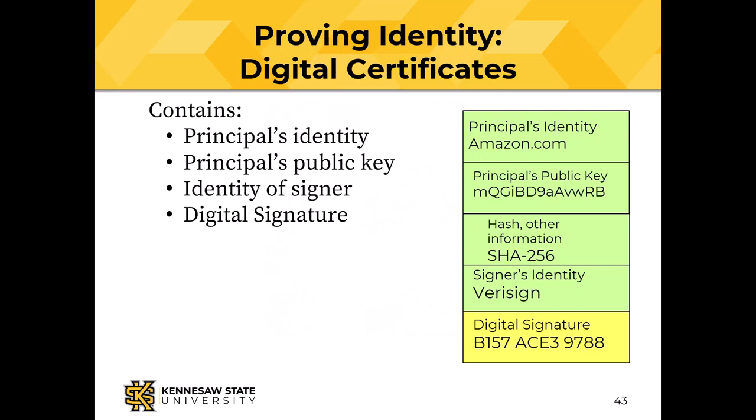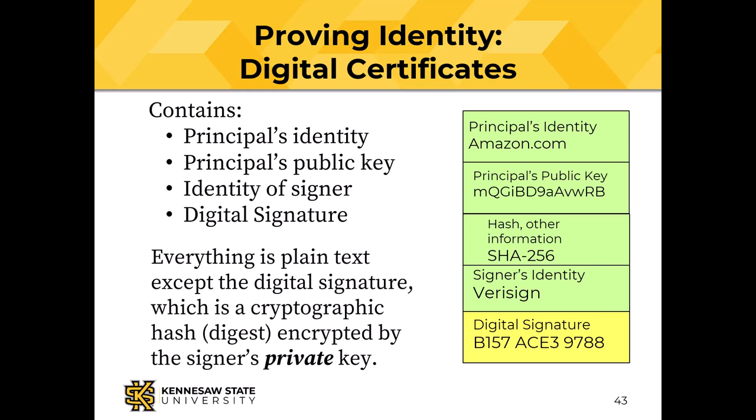Okay, one way to prove identity is this thing called a digital certificate. We have the principal's identity. The principal is the person, place, or thing that we want to be sure we have identified. In this case, Amazon.com. Principal's public key, the hash function that's being used, the signer's identity, in this case VeriSign, and then a digital signature. So what we have with that is VeriSign telling you that if the digital signature validates, this really came from Amazon.com. Everything is in plain text except the digital signature, and it's been encrypted with VeriSign's private key, so you can decrypt it with VeriSign's public key.